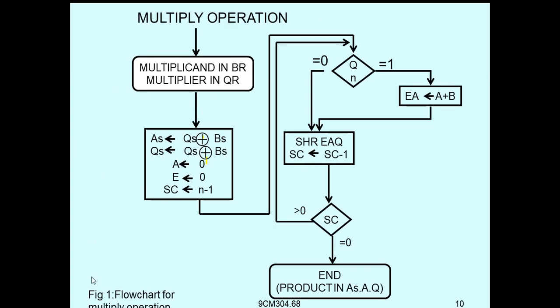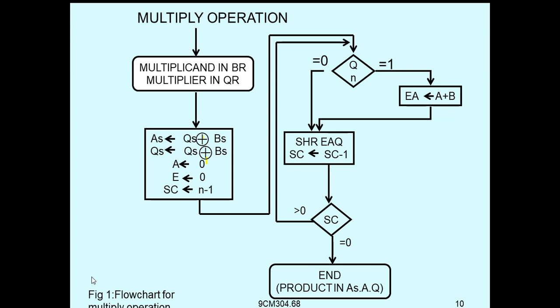So this is the flowchart for the multiply operation. Hardware components like this implement the flowchart for the multiply operation. Before going to the multiply operation, the multiplicand and the multiplier should be placed in the registers BR and QR here.